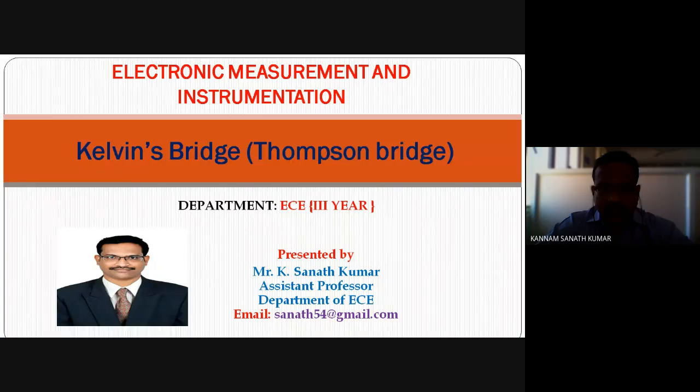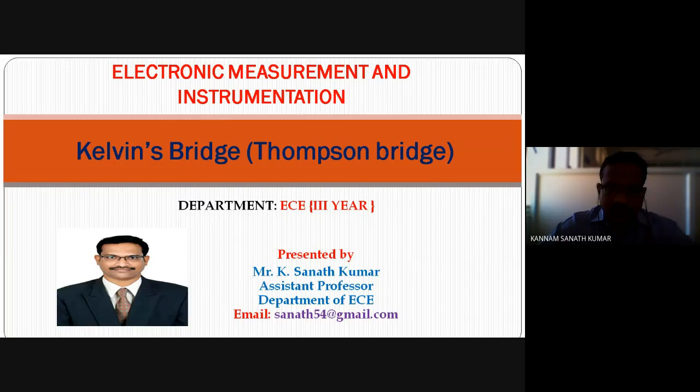Two resistances are connected parallel to each other. In a Wheatstone bridge, you have three fixed resistances and one unknown resistance. Among those three fixed resistances, one is a variable resistance, so we can vary that resistance. By varying it, we can make the galvanometer current zero.